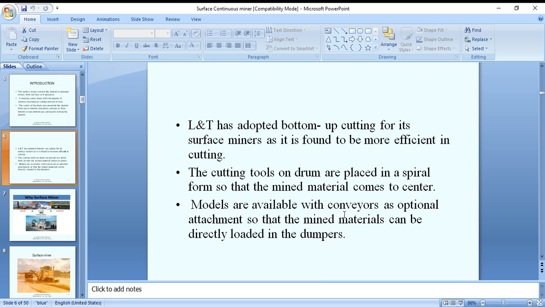or an external loading system also. The cutting tools on a drum are placed in a spiral form so that the mined material comes to the center. So this is another model, also of spiral type. Models are available with conveyors as an optional attachment so that the mined material can be directly loaded into the dumpers.